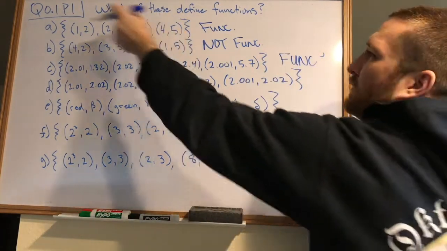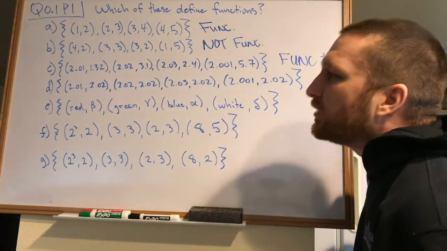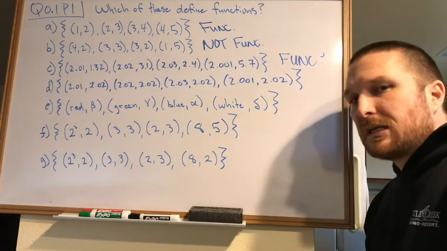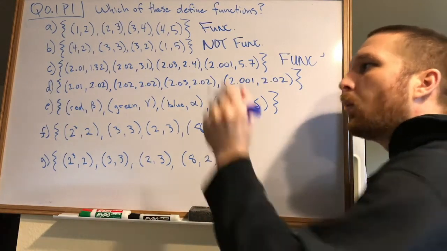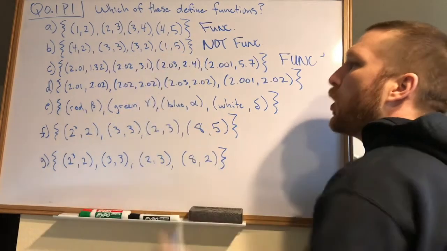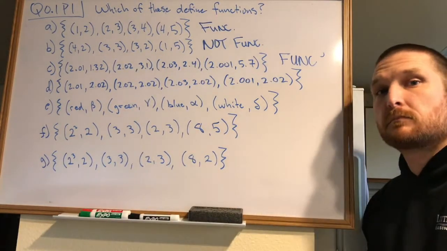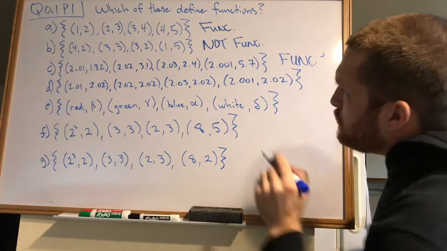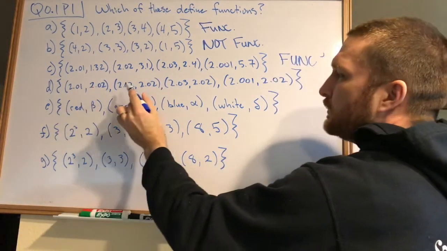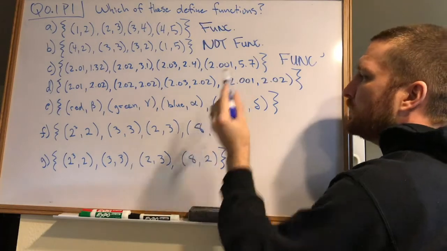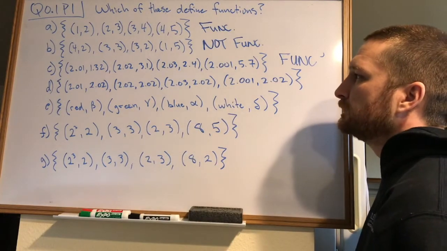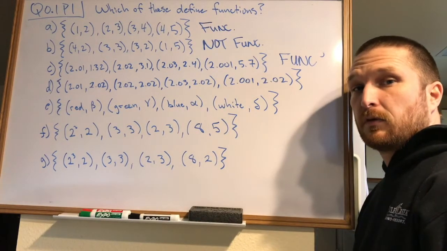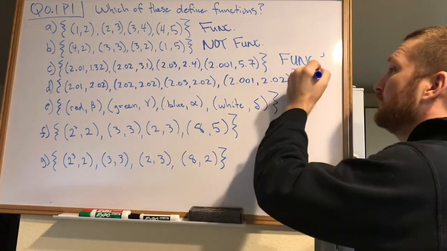Not the same reasoning we set up here, right? The numbers look a little bit different, but ultimately it's the same principle. Every one input has one and only one output. Now, let's look at part D. 2.01, 2.02, 2.03, 2.001. It's exactly what we had before. I'm done. It's a function.